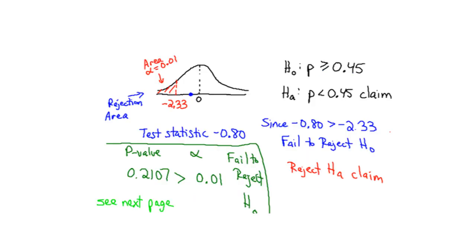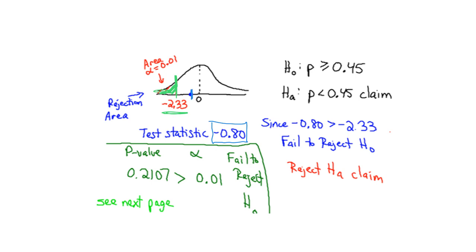So now we have two different ways to see if we're going to reject or fail to reject. If we just look at our graph, well, the first thing we did was we knew our alpha was 0.01, and so we found our critical value. Our critical value is negative 2.33. That is the mark here for our rejection region. So then we need to look at our test statistic. Well, our test statistic was negative 0.80. Well, that's all the way over here.